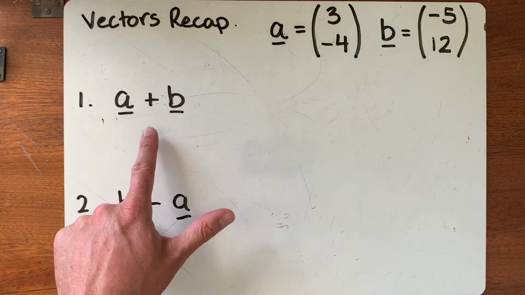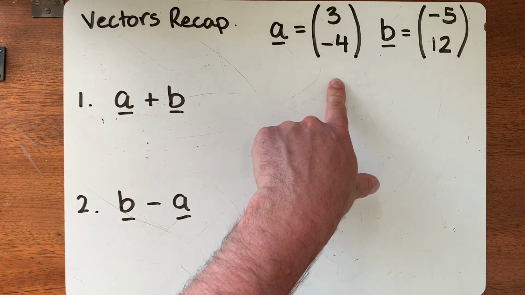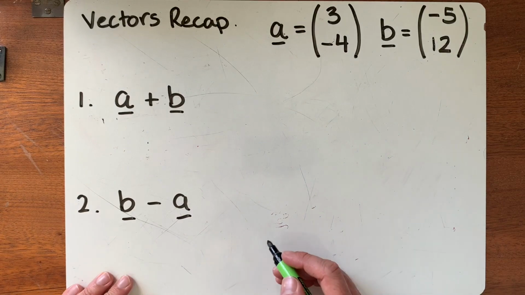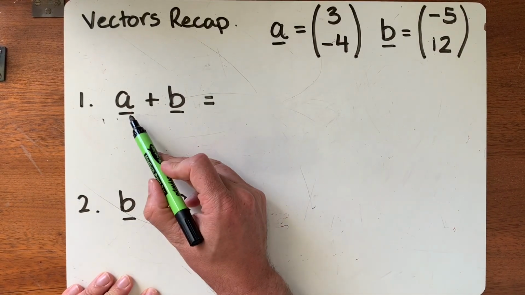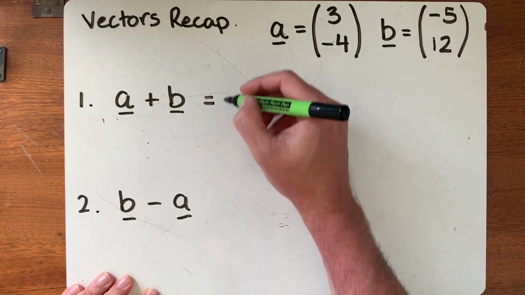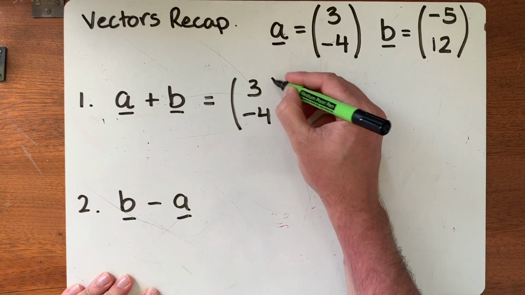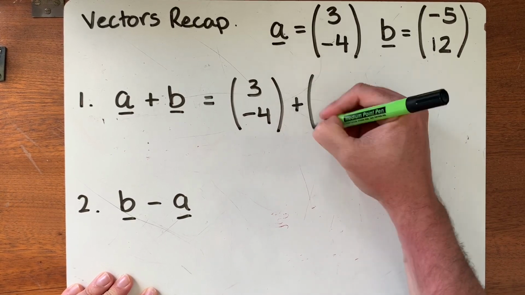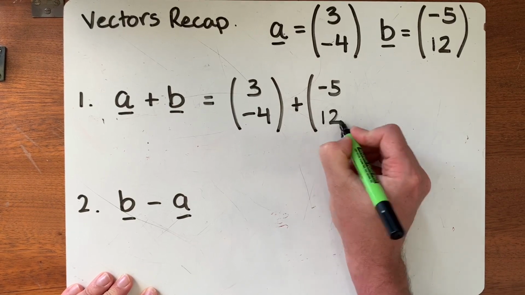Okay, so we're going to start really simply with how do we add two vectors when we have them given to us in component form. What we're going to do, it's almost like a little bit of substitution here at the start. We're going to take vector A and replace it with its components. So in this case, its components are 3 and negative 4. And we're going to add to that vector B, which has the components negative 5, 12.